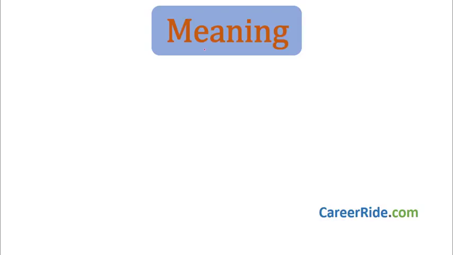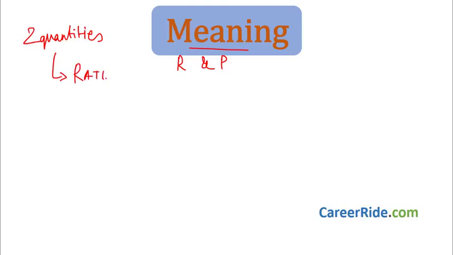Let us first understand what exactly is the meaning of ratio and proportion. Whenever there are two or more quantities, and whenever we are comparing them, their comparison is expressed in the form of ratios. Let us assume there are two people P and Q, and P is 5 times faster than Q. So what does that mean? If Q is running at the speed of 10 kilometers per hour, then P would run at 5 times more, that is 50 kilometers per hour.